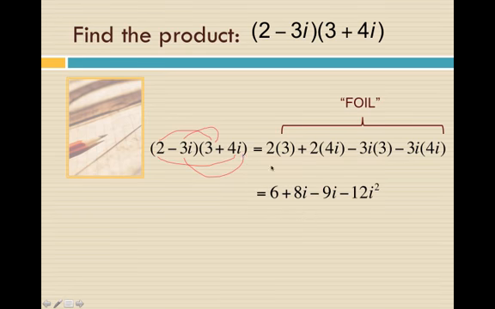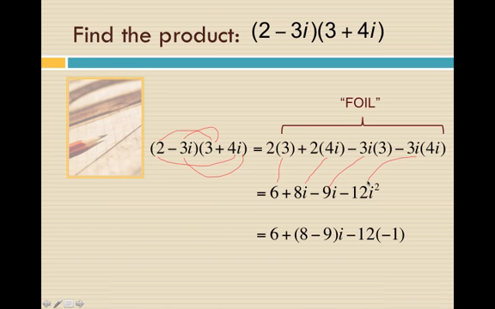First term is a 6. 2 times 4i is 8i. Negative 3i times 3 is negative 9i. And then here I'm getting negative 12 and an i squared. Now am I done? Hopefully you're all shaking your head going, heck no, you're not done, because we still have an i squared, and I have two i terms I can combine.